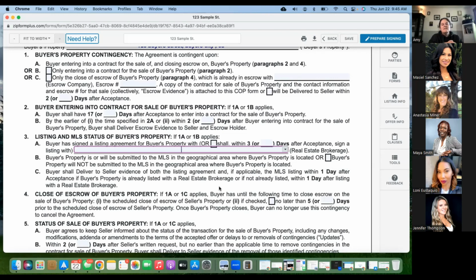The buyer shall deliver to seller evidence of both the listing agreement and, if applicable, the MLS listing within 1 day after acceptance if buyer's property is already listed with a real estate brokerage, and if not already listed, within 1 day after listing with a real estate brokerage, right? So not only do we have to provide them a copy of the purchase agreement once it enters into contract, but we're also required to provide them a copy of the listing agreement and a copy of the MLS printout within 1 day of it going on the market. Any questions about sections 2 or 3?